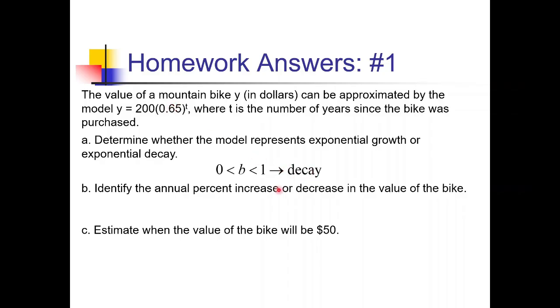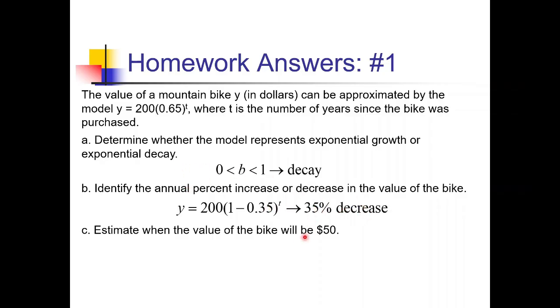So that's decay. Now for the annual percent increase or decrease in the value, we're going to rewrite this b value as a 1 minus r sort of setup. That's going to put this in decay form. So I can write this as 1 minus 0.35. That means that we are losing 35% every single year.